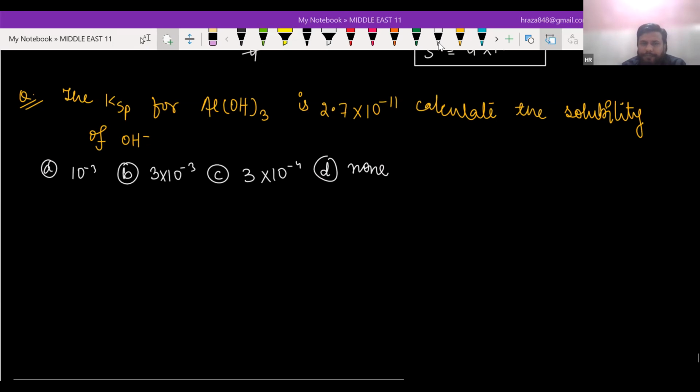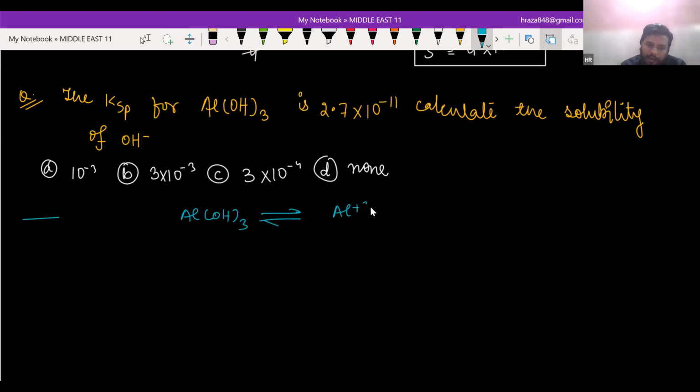Option C. Now see here. What I'm going to do is take Al(OH)3. It will dissociate into Al plus 3 and 3 OH minus, right? Now, this has a solubility S and this will have a solubility 3S. So, KSP will be equal to S into 3S raised to the power 3.